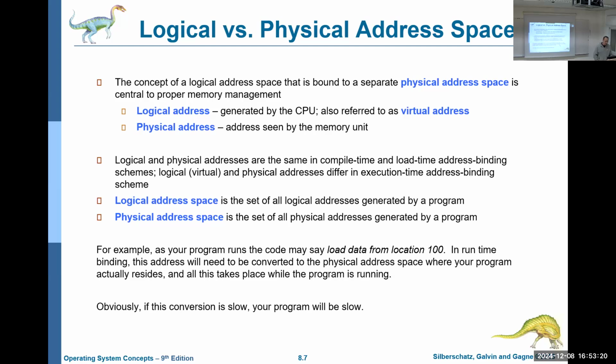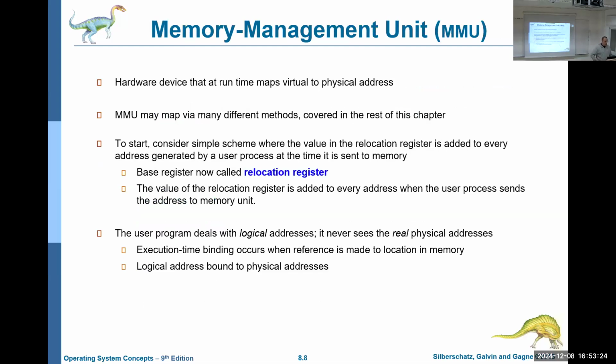All this takes place while the program is running. Obviously, if this conversion is slow, your program will be slow. So there's a hardware device called the MMU, the memory management unit, which is going to do this for us. It maps the virtual to the physical address, or the logical to the physical address, at runtime. The MMU may map via many different methods, covered in the rest of the chapter. So we'll see different ways of doing this.